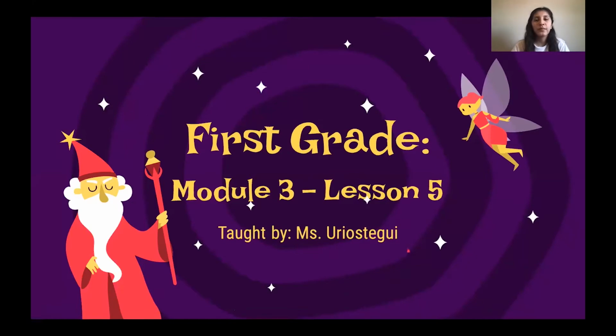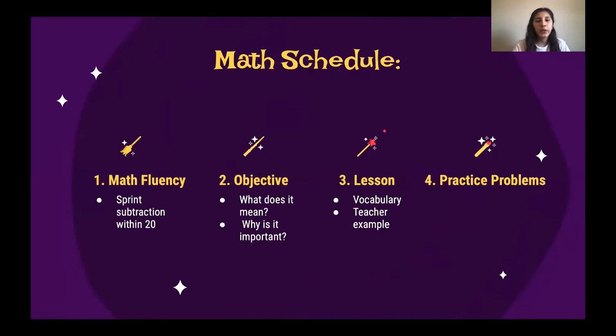Okay, so this is what we're going to do. Our math schedule: first thing is some math fluency. We're going to do some sprint subtraction within 20. And then the second thing is our objective. We're going to go over what does it mean, why is it important, and then we're going to go into our lesson, which will have some vocabulary and some teacher examples, and then we're going to go straight into our practice problems, right?